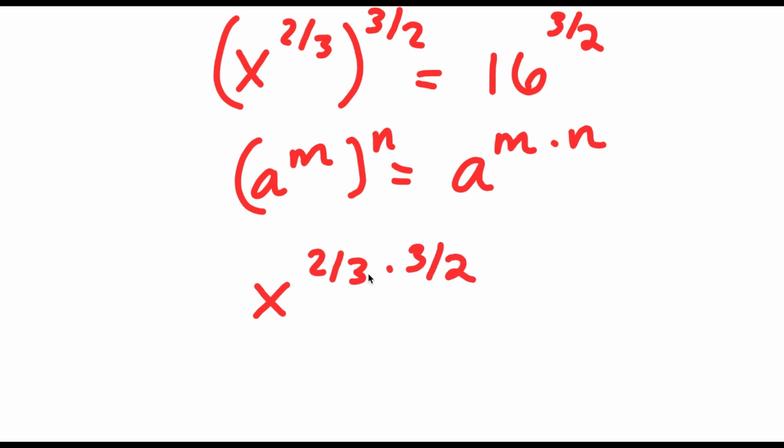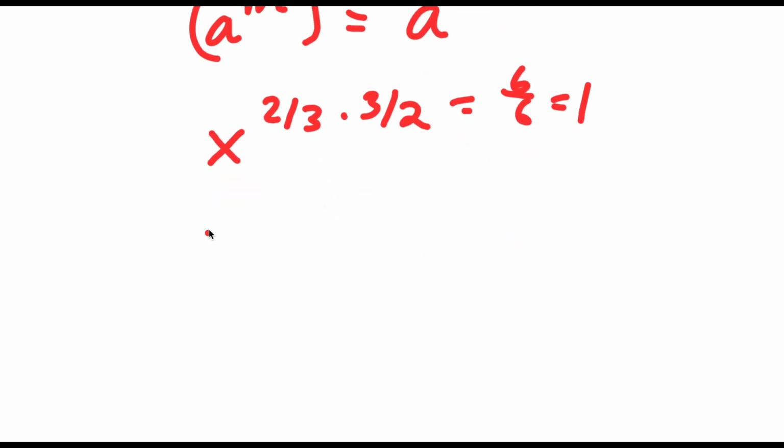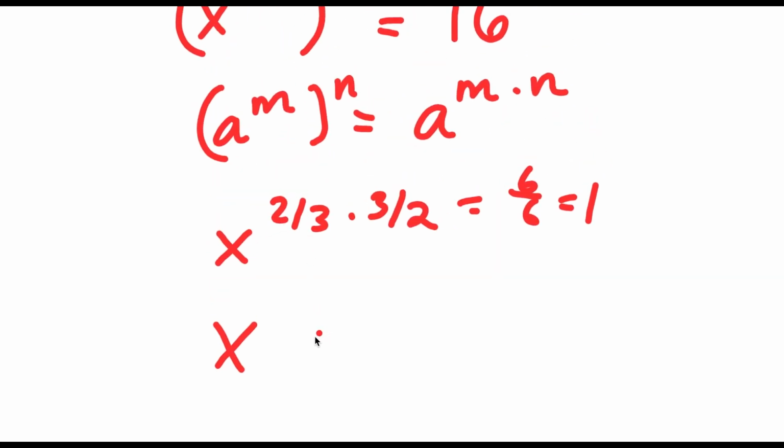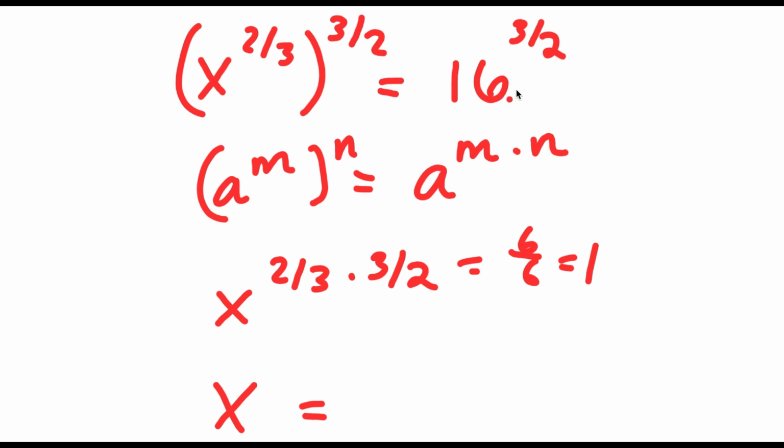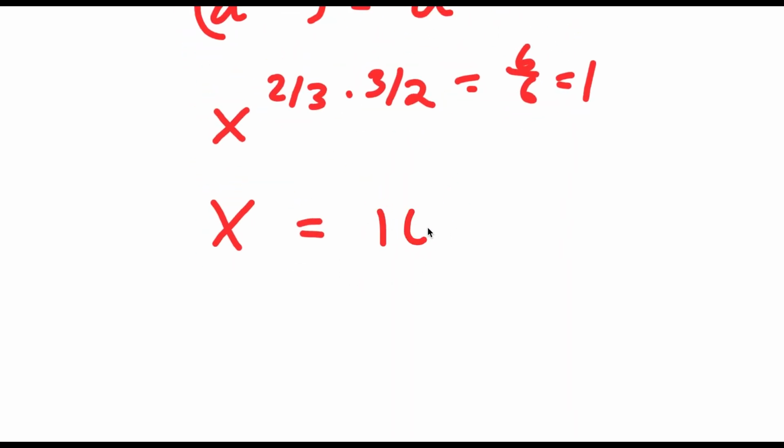And 2/3 and 3/2, these two are actually reciprocals, meaning that the numerator and the denominator are switched. So if you multiply two reciprocals, you actually get 1, always. And over here we have 2 times 3, which is 6, over 3 times 2, which is 6, which is equal to 1. So I'm left with x is equal to 16 to the power of 3/2.